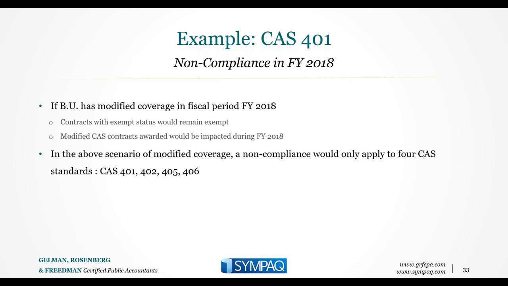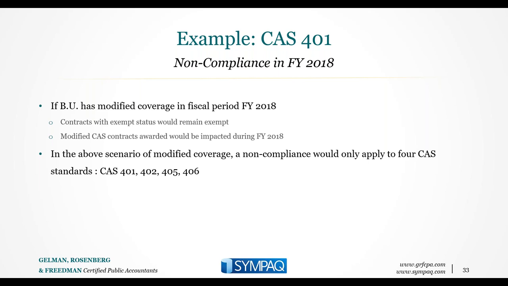Okay. If the business unit had modified CAS coverage in fiscal year 2018, contracts with exempt status would remain exempt. Modified would not be impacted either. Gotta look at the front of this. CAS 401 is the cost accounting standard. Chris, can you read CAS 401? What's the title of CAS 401? It's consistency in estimating, accumulating, and reporting costs. Thank you. We did that in unison. There we go.